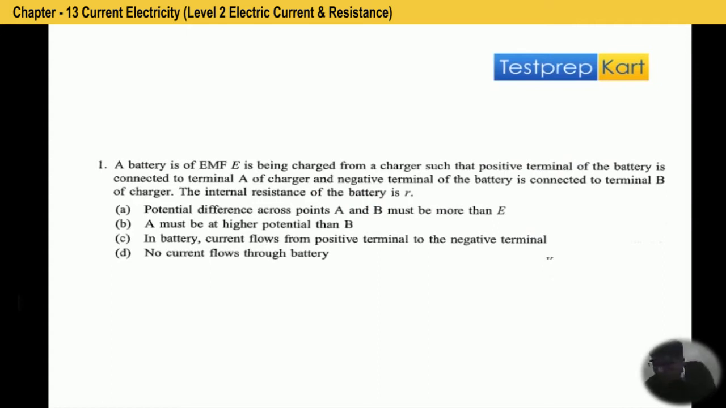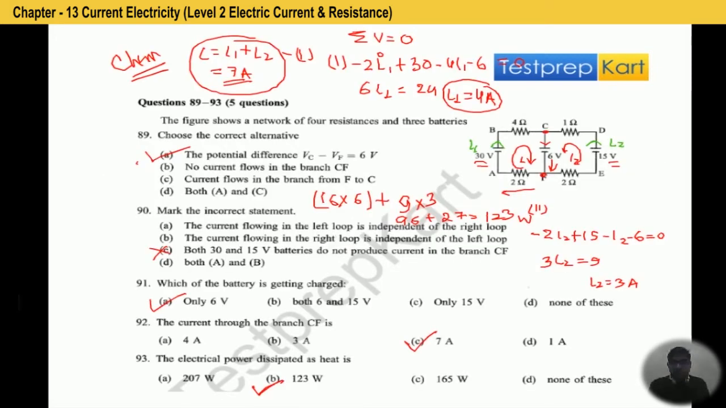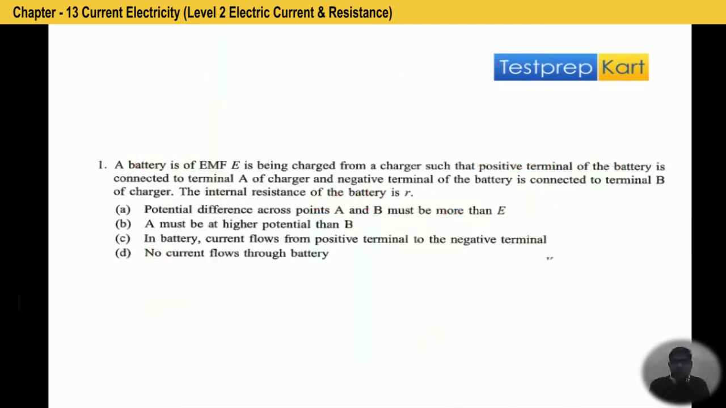Now we have got the different category of questions. Let me check it back. Yes. This is part B of this question set, in which more than one option can be correct. Okay. So let's see the first question.